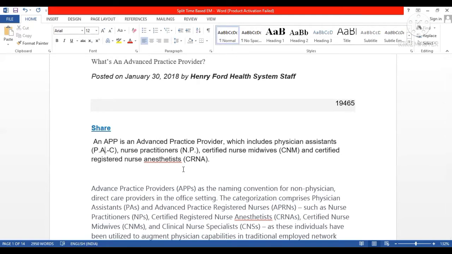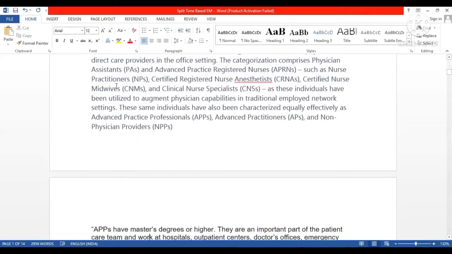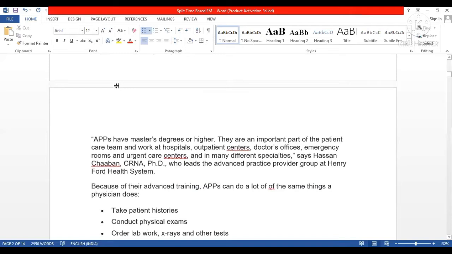And what is an APP? Advanced practice providers is the naming convention for non-physician direct care providers in the office setting. The categorization comprises physician assistant, PA in short, and advanced practice registered nurse, APRN, such as nurse practitioner and certified nurse practitioner. These also work with the MD in clinics. It's all about office visits or clinics.